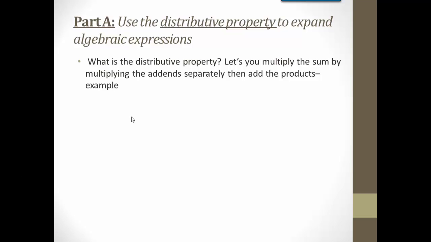Part A in your study guide. Use the distributive property to expand algebraic expressions. What is the distributive property? Well, the distributive property lets you multiply the sum by multiplying the addends separately, then add the products. Wow, here's an example.